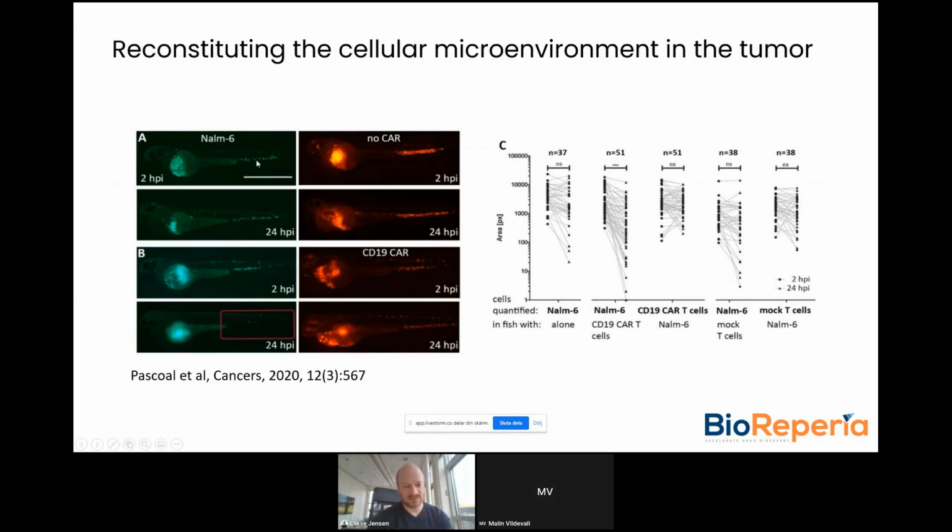Having no CAR cells, you could see that the cells would not spontaneously regress. They would indeed establish microtumors in this hematopoietic caudal plexus. So the regression of the tumor 24 hours after adding the CAR T cells was CAR T cell specific.